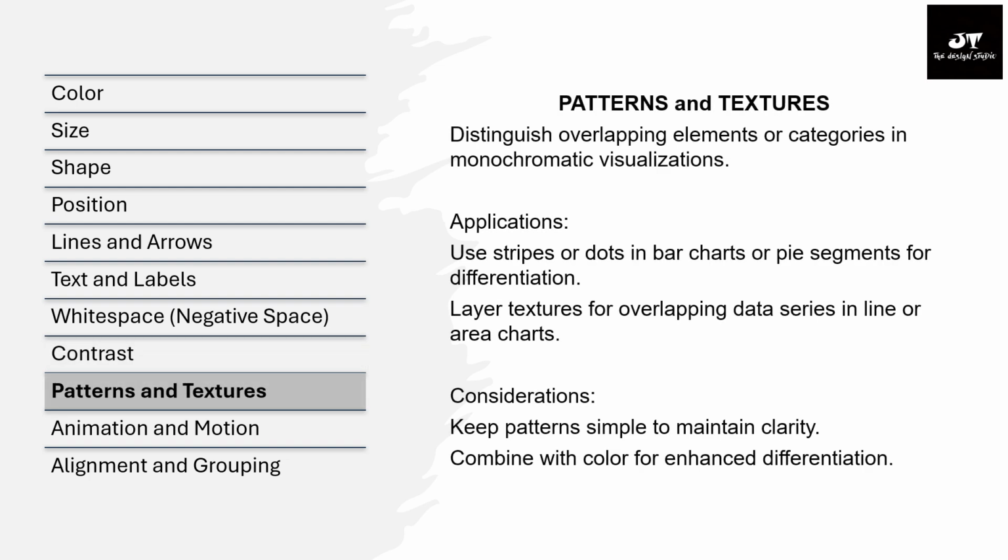Following the contrast, the next cue is patterns and textures. Patterns and textures are useful for distinguishing overlapping data points or categories, especially in visualizations with limited colors. For instance, in a bar chart or pie chart, using patterns such as stripes or dots can differentiate between multiple categories. In line charts, layering textures can help distinguish between overlapping data series.